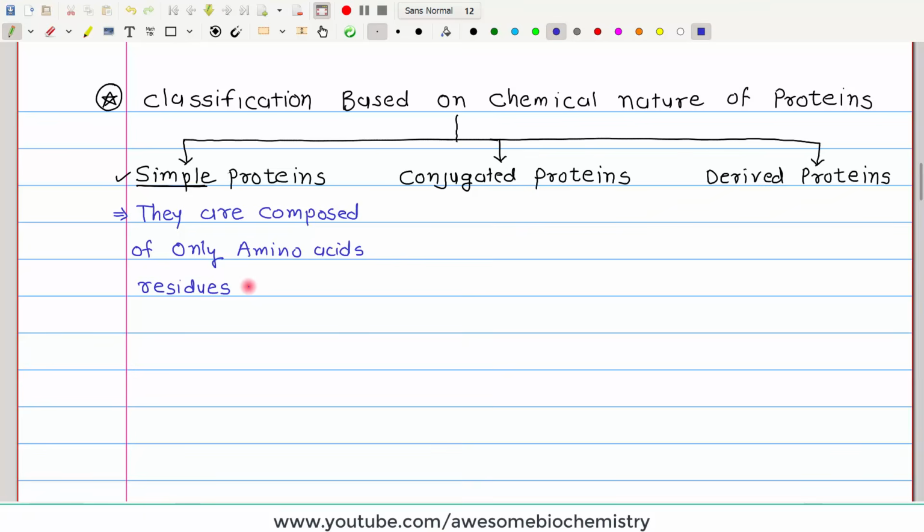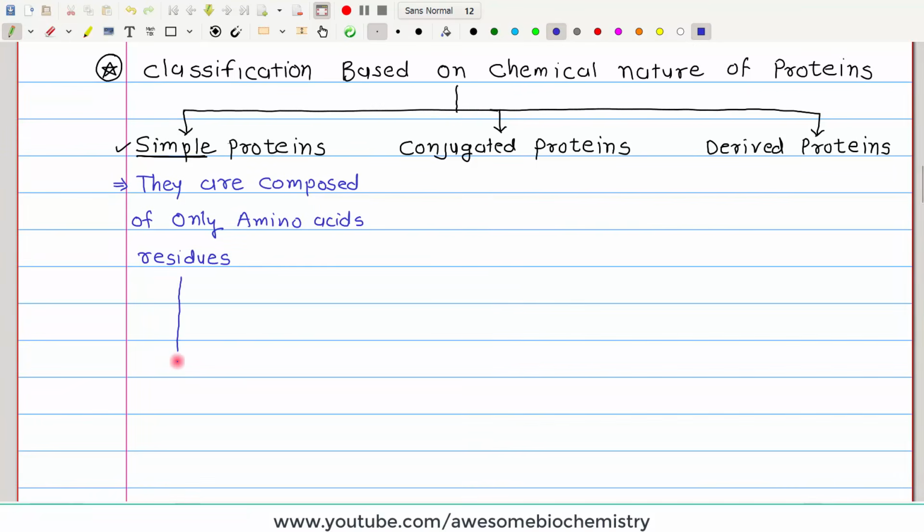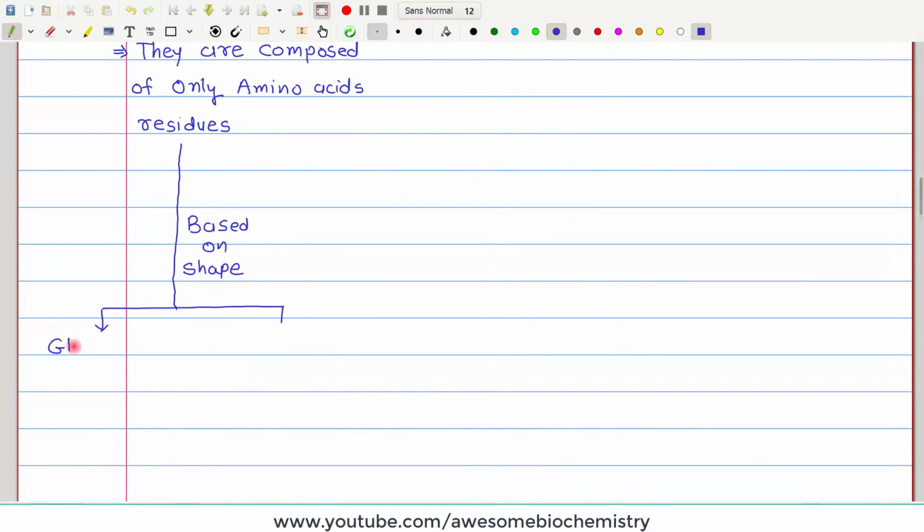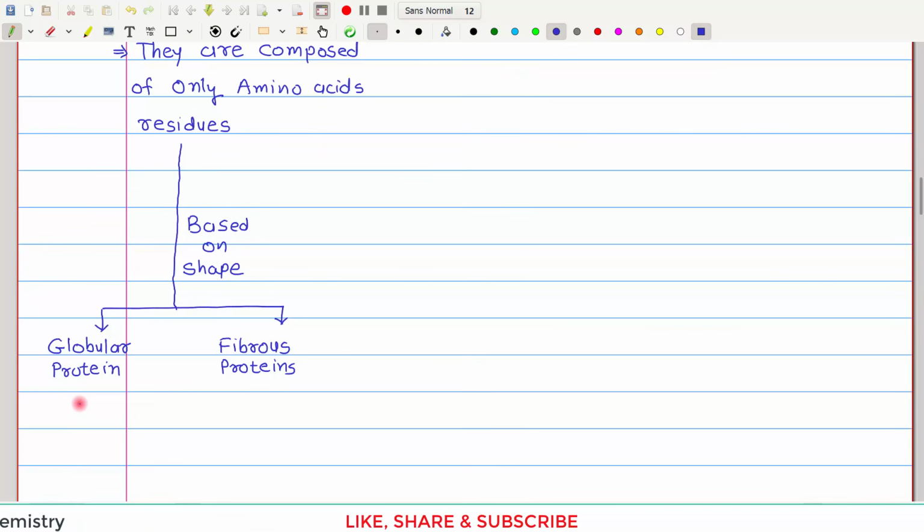And these simple proteins are further subclassified based on shape into two more groups. The first one is globular protein and second one is the fibrous protein. These globular proteins are globules or oval shaped proteins. That means their length and their width are almost identical, right? So they attain a globe or oval shape, right?